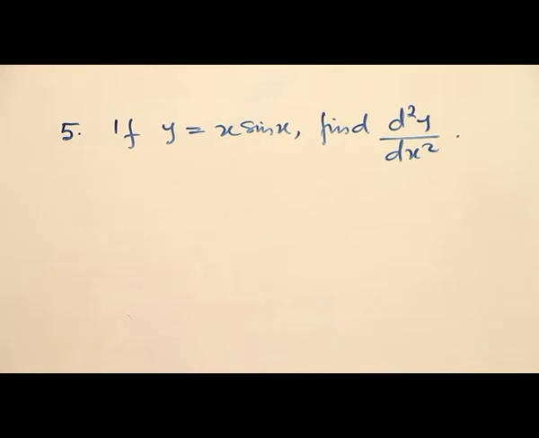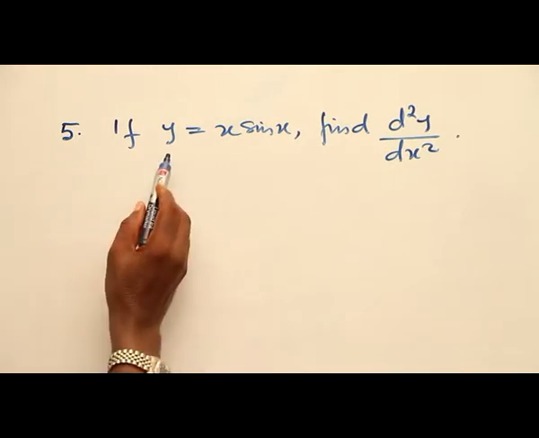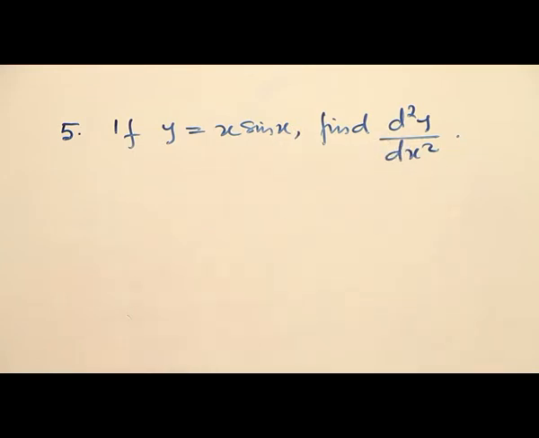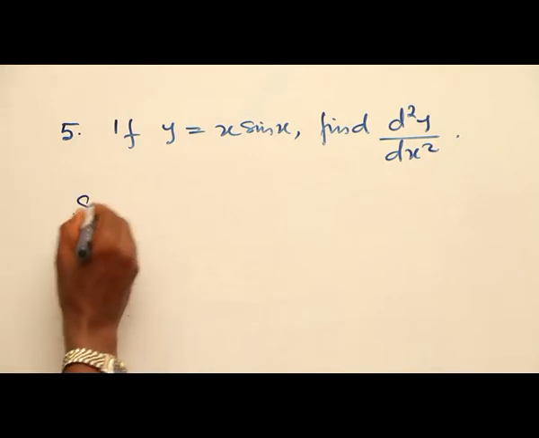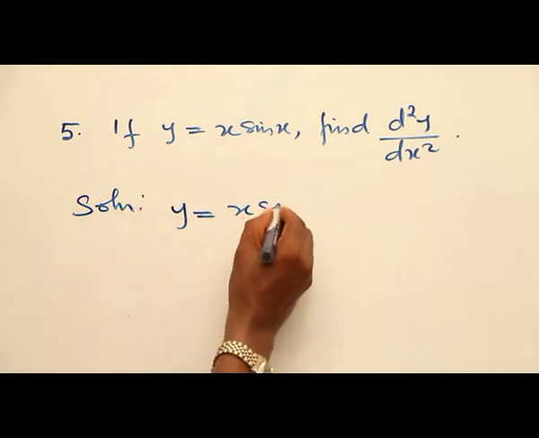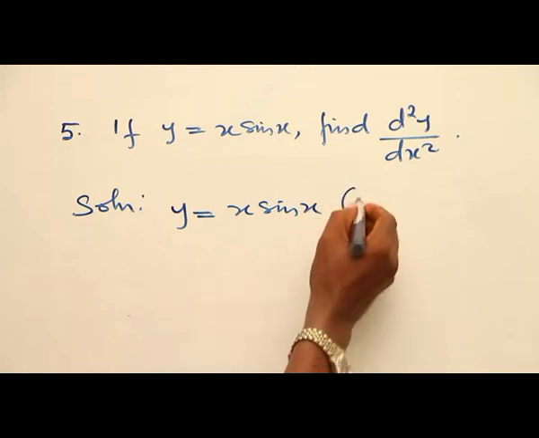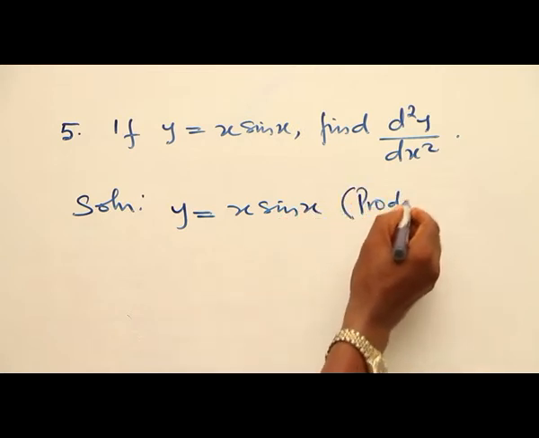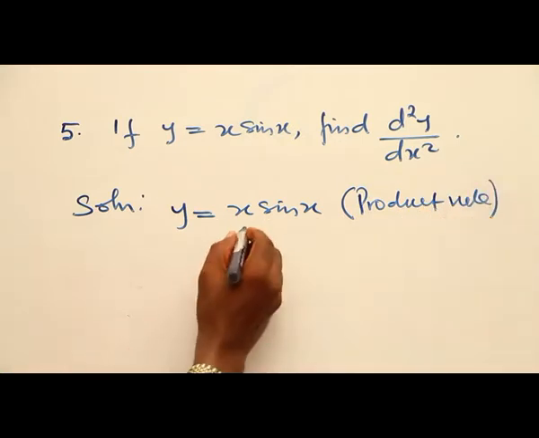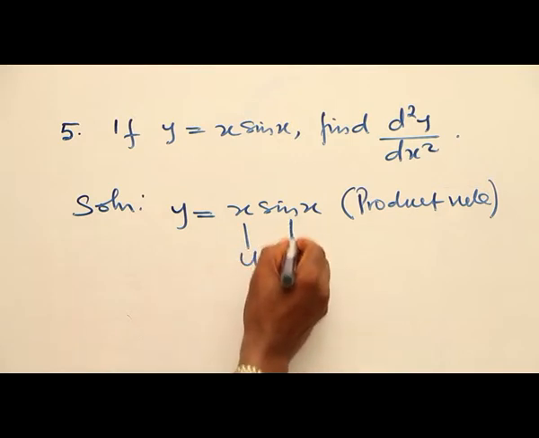Example number 5. If y is equal to s sin s, find d squared y over dx squared. This means finding the second derivative of the given function y equal to s sin s. So the solution: you have y equal to s sin s. You will now use the product rule to solve this. In other words, this is your u and this is your v.